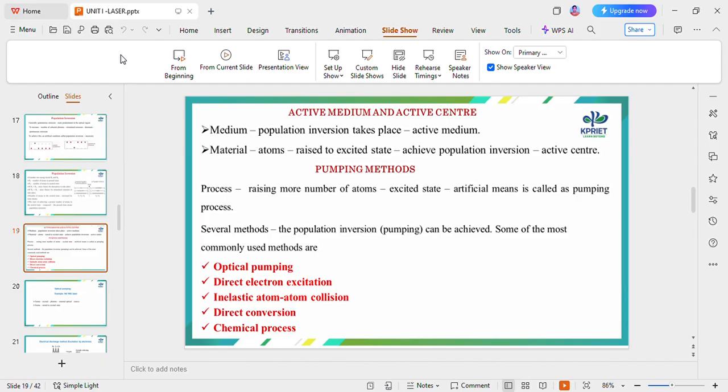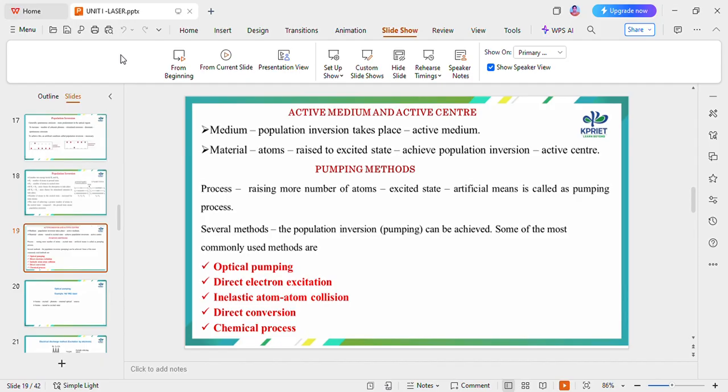And the third important component is the pumping method. The pumping method is an artificial method of achieving population inversion, because by natural means it is very difficult to achieve population inversion in our system. So we use some artificial means to produce the population inversion. By using those artificial methods, we raise a larger number of atoms from the ground state to the excited state. So this is called the pumping method.